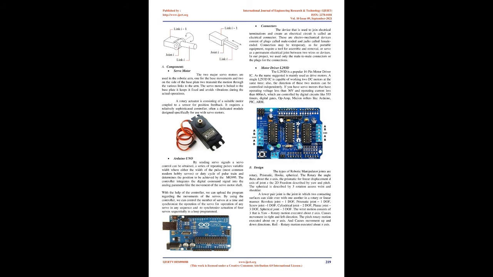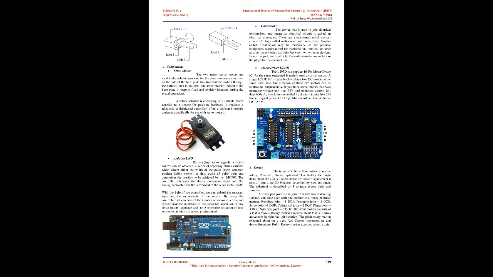Motor driver L293D. The L293D is a popular 16-pin motor driver IC. As the name suggests, it is mainly used to drive motors. A single L293D IC is capable of running two DC motors at the same time. Also, the direction of these two motors can be controlled independently. It suits motors that have operating voltage less than 36 V and operating current less than 600 mA, which are controlled by digital circuits like 555 timers, digital gates, op-amps, and microcontrollers like Arduino, PIC, ARM.